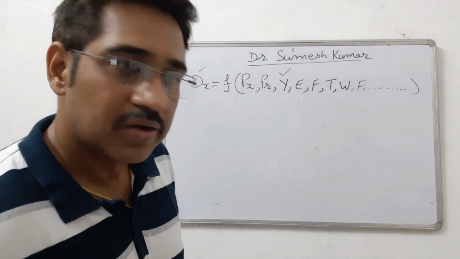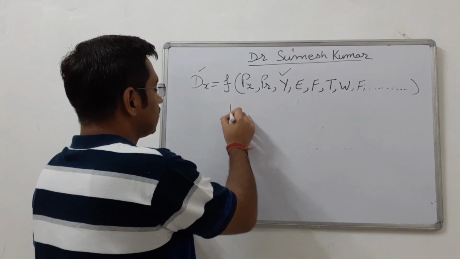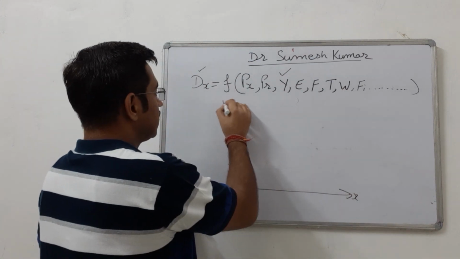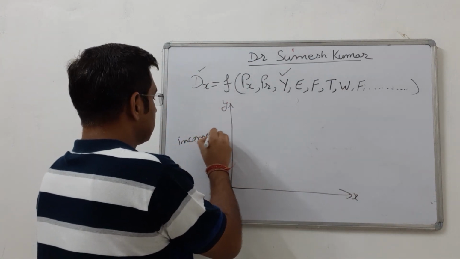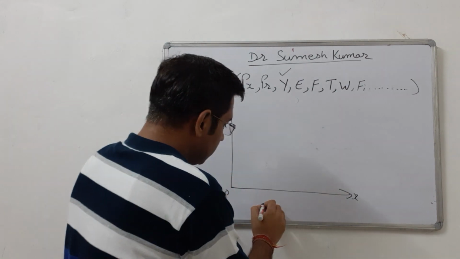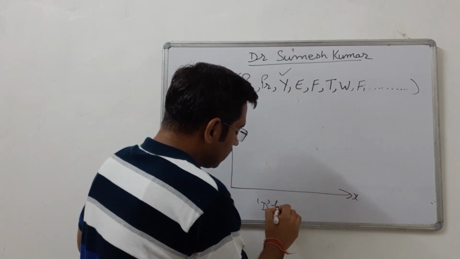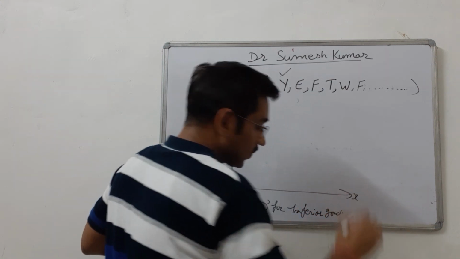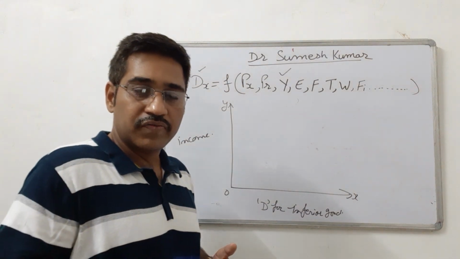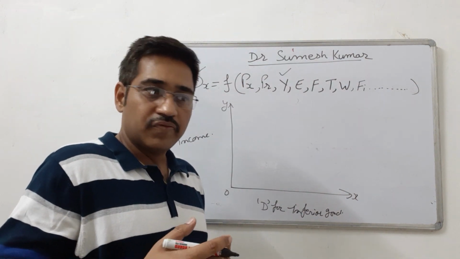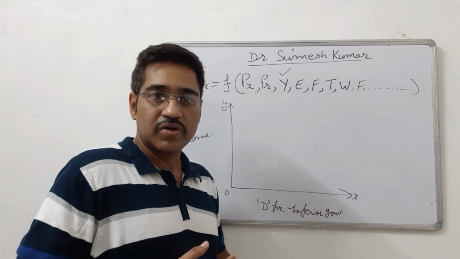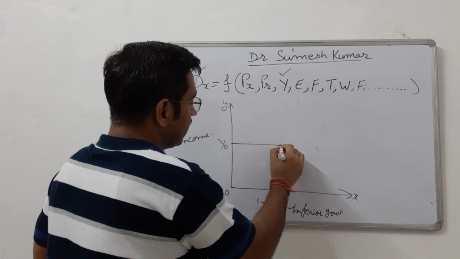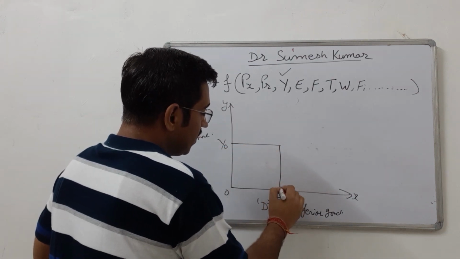Our next case is demand for inferior commodities. This is the OX axis, income on the OY axis, and this is demand for an inferior good. Now, what are inferior goods? Inferior goods are those goods of which, when income goes up, we consume a lesser quantity. Suppose this is the initial situation, OY0, and this is OQ0, demand for the inferior good.